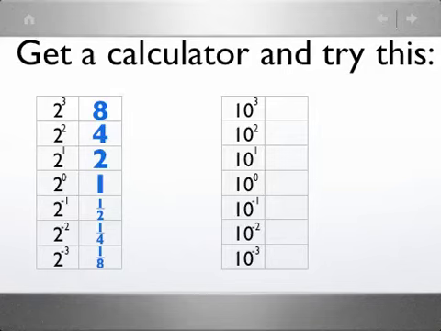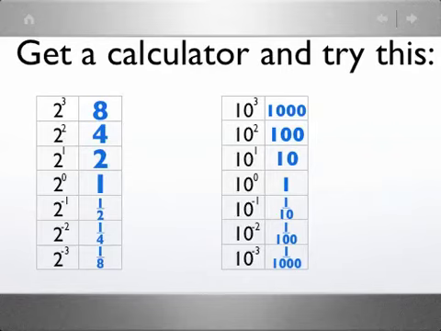Go ahead and try the tens as bases. 10 to the third power is 1,000. 10 squared is 100. 10 to the first power is 10. 10 to the 0 power is 1. 10 to the negative first power, I'm sure if you look at the last table that we did, you could make an educated guess here, and you would probably be correct because hopefully you would say 1/10. 10 to the negative second power is 1/100, and then 10 to the negative third power is 1/1000.